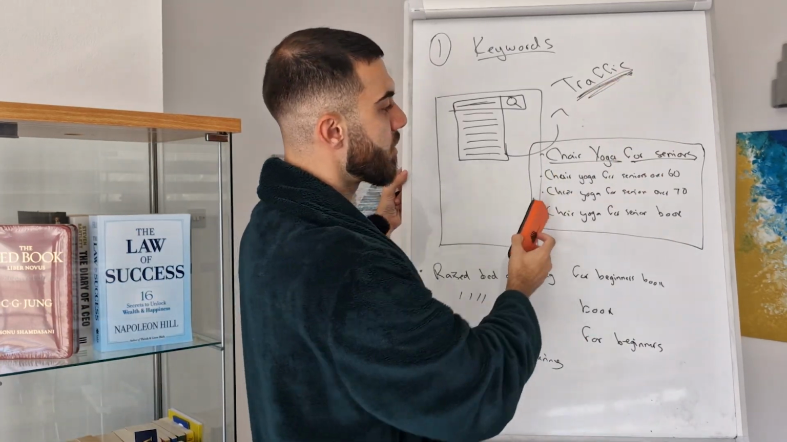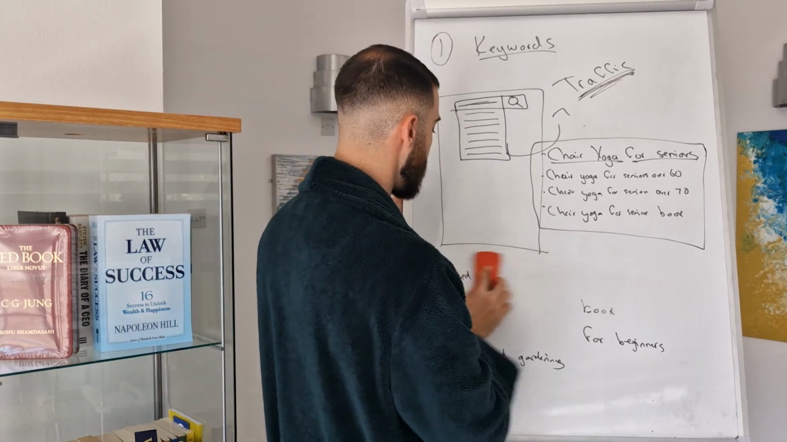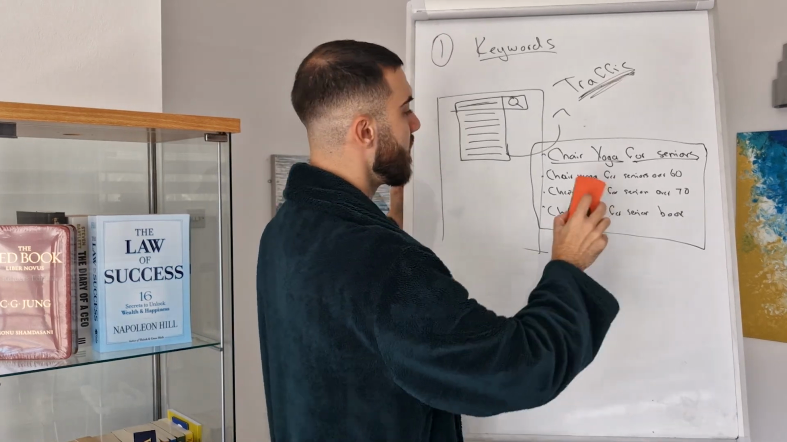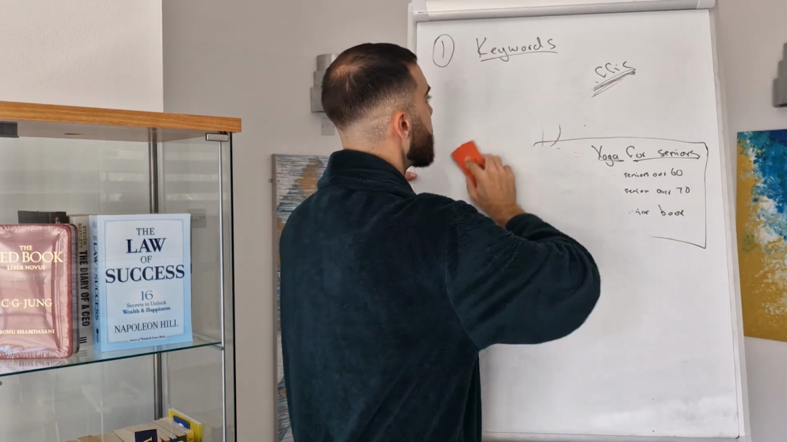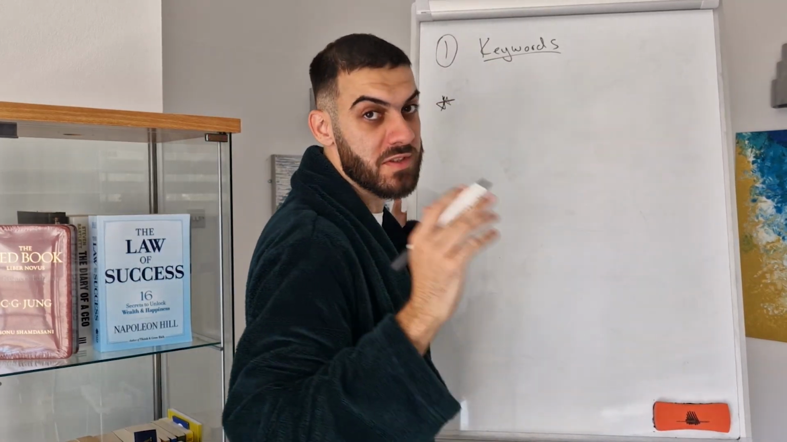So great. Let's stick with the chair yoga one because it's a lot easier for me to write chair yoga than raised bed gardening. So let's say we figured out our 4 keywords. These are our 4 keywords. Now, what's step 2? Well, before I move on to step 2, there's a side note that I have to add.